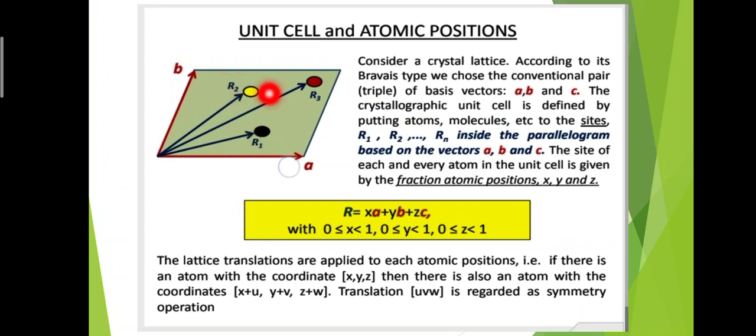r1, r2 and r3. r is equal to xa plus yb plus zc, with 0 smaller than x smaller than 1, 0 smaller than y smaller than 1 and 0 smaller than z smaller than 1. The lattice translations are applied to each atomic position. That is, if there is an atom with the coordinates x, y, z, then there is also an atom with the coordinates x plus u, y plus v and z plus w. Translation u, v, w is regarded as a symmetry operation.